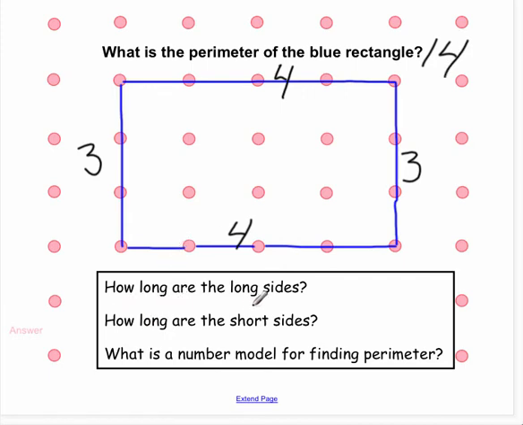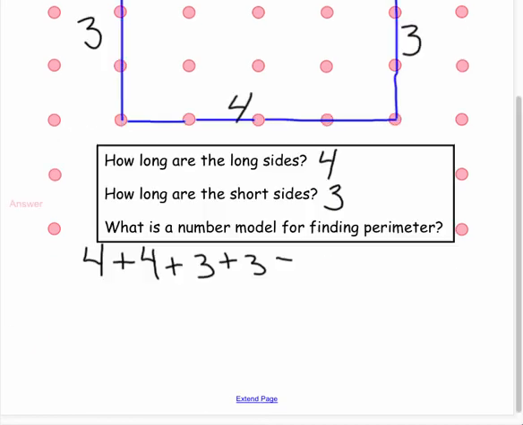Second question, how long are the long sides? Because this is a rectangle, we have some long sides and we have some shorter sides. Both of the long sides are 4. How long are the short sides? We can see here the shorter sides are 3. And what is a number model now for finding perimeter? My number model would be the long sides added together, 4 plus 4, and my short sides added together, 3 plus 3, which would give me my total perimeter of 14. And that would answer that last question.